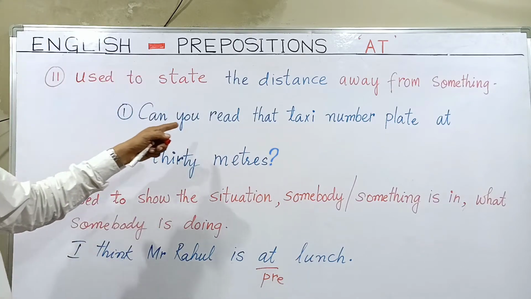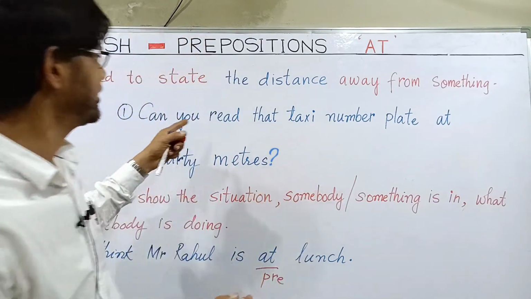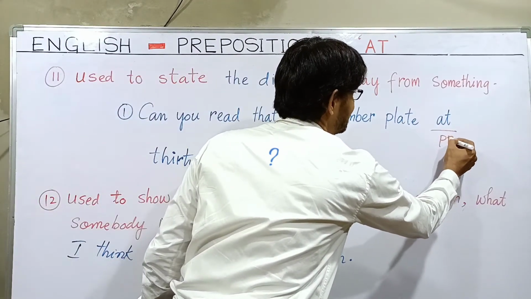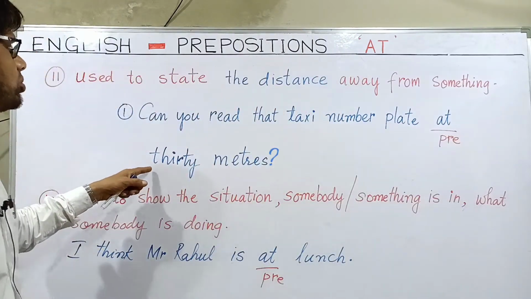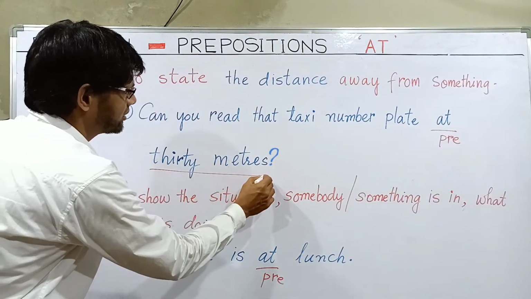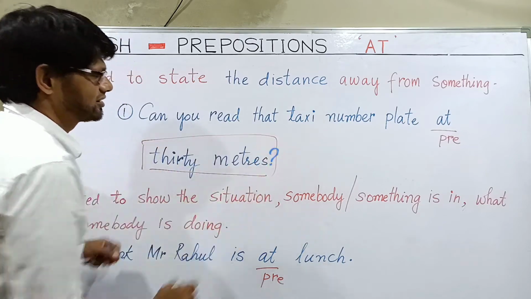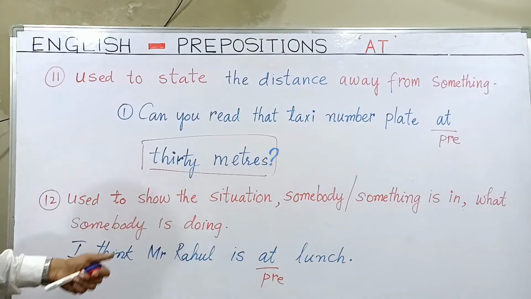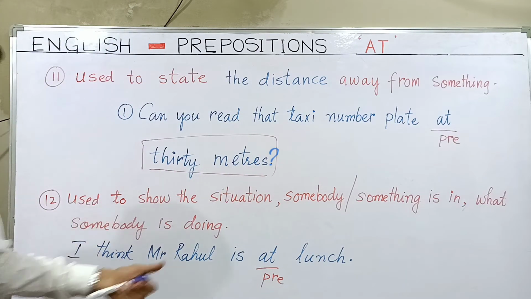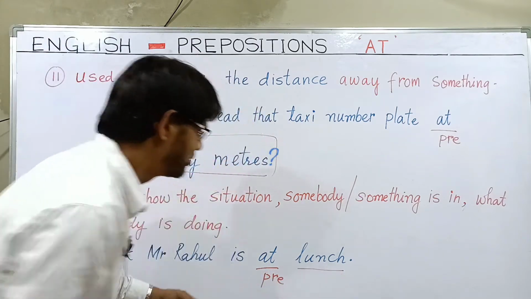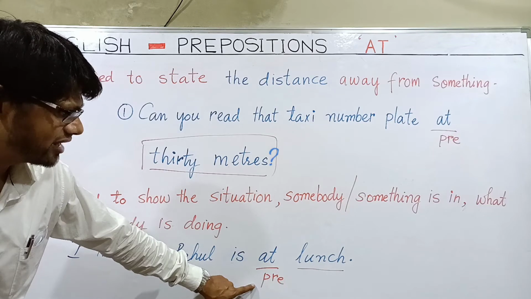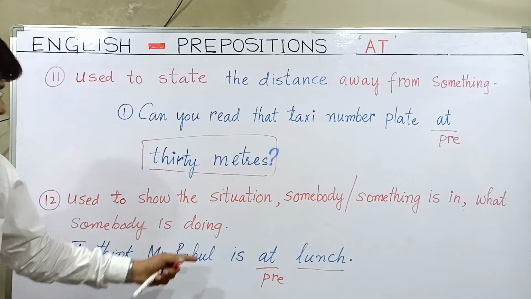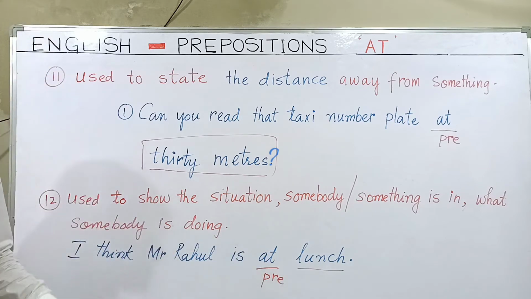And here, can you read the taxi number plate at 30 meters? Here we have used preposition at to state the distance. What is the distance here? The distance is 30 meters, so before that we have used preposition at. And here, I think Mr. Rahul is at lunch. So at lunch, we have used preposition at to show what somebody is doing. Mr. Rahul is at lunch, Mr. Rahul is having lunch.